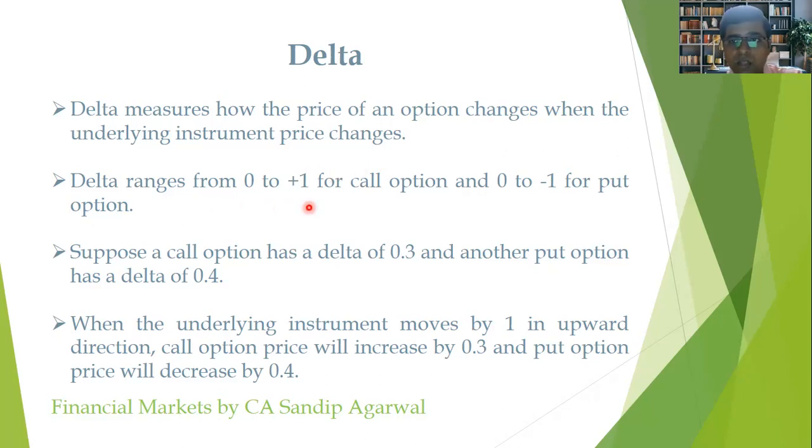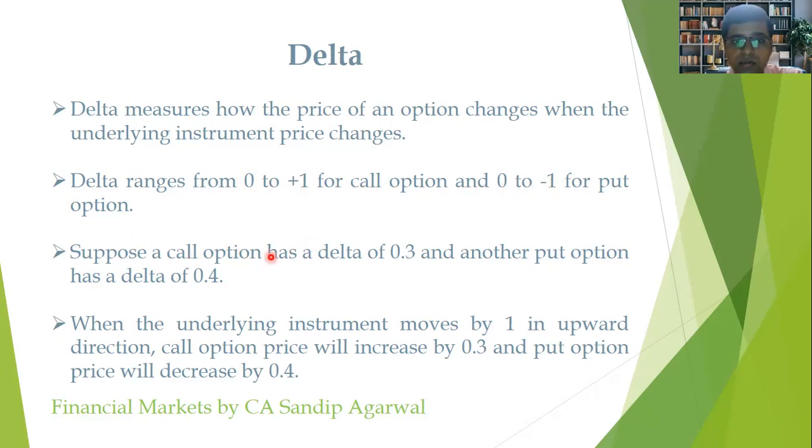So basically, this delta is determined considering the movement of the instrument in one direction only. In case the Nifty starts moving in the upward direction, then the person who has bought a call option will gain. So that's why the delta of the call option is always positive, and it ranges from 0 to +1. Whereas for the person who has bought a put option on Nifty, in case the Nifty starts moving in the upward direction, the person will lose, not gain. So that's why the delta of the put option is always negative, and it ranges from 0 to -1.